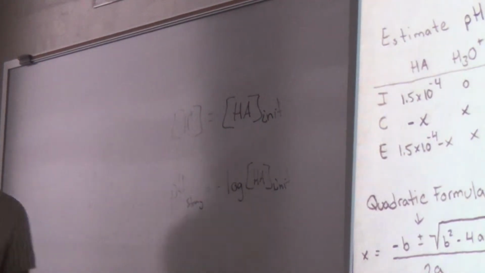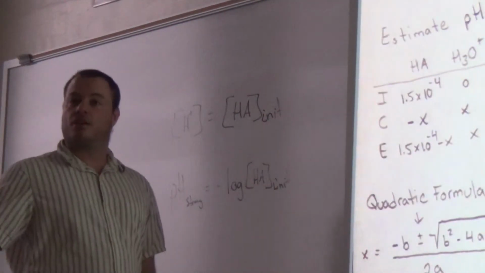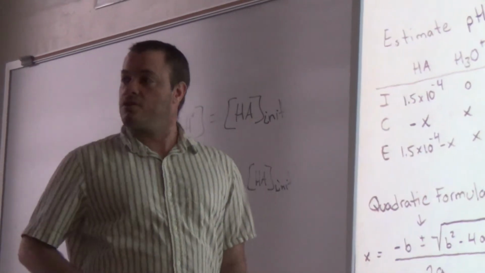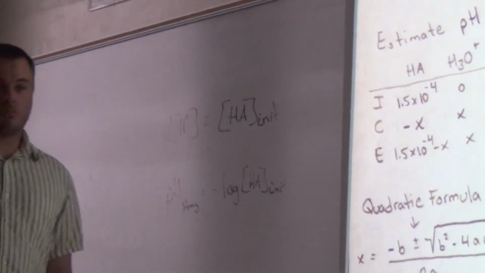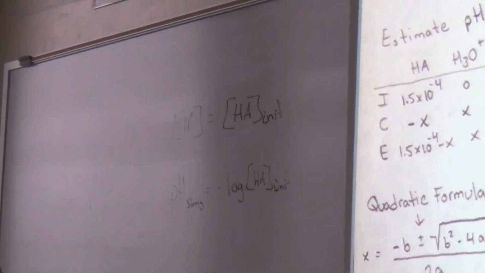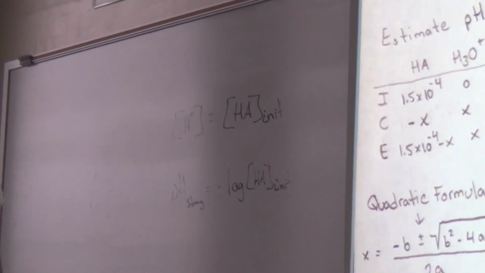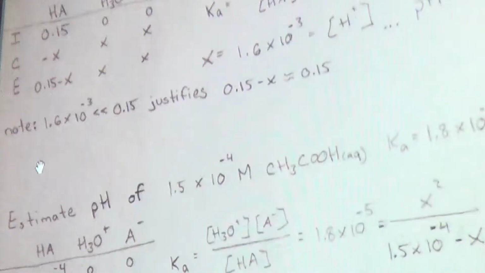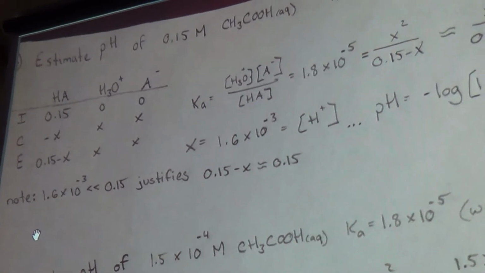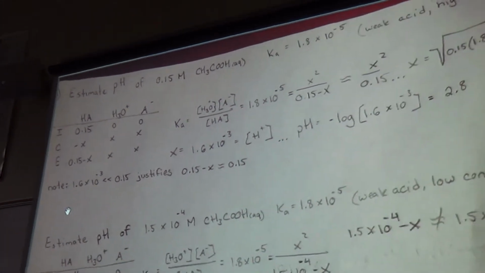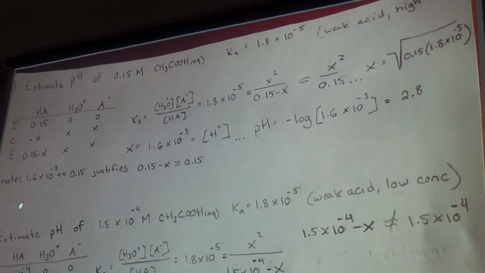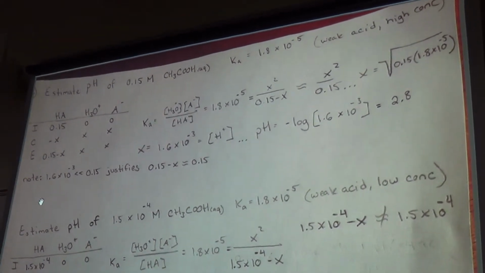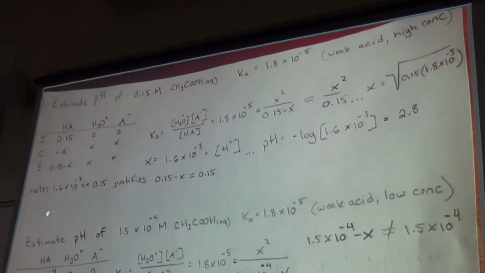A strong base will completely dissociate in solution, and so your pOH will be equal to negative log of the concentration of whatever that base was that you stuck in solution. Weak acids display different behavior. So example number one, we've got a weak acid at high concentration. It matters that it's at high concentration because at high concentration we're allowed to make the approximation that the equilibrium concentration of HA is about equal to its initial concentration.